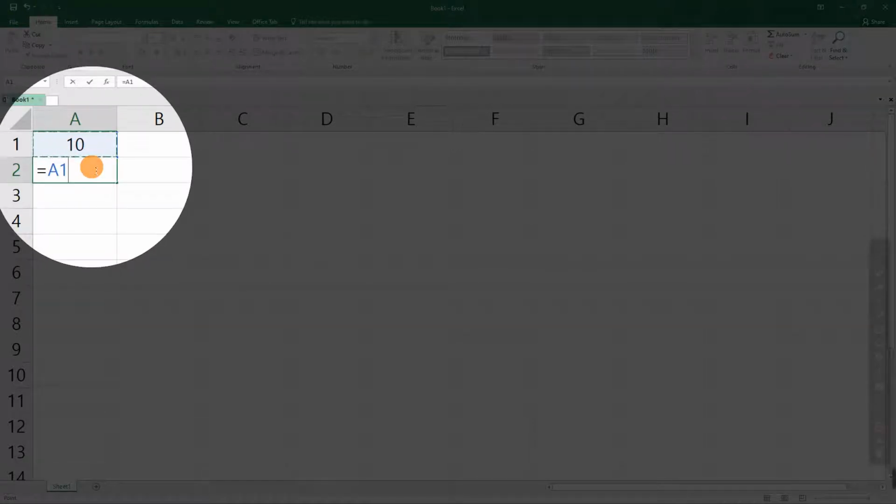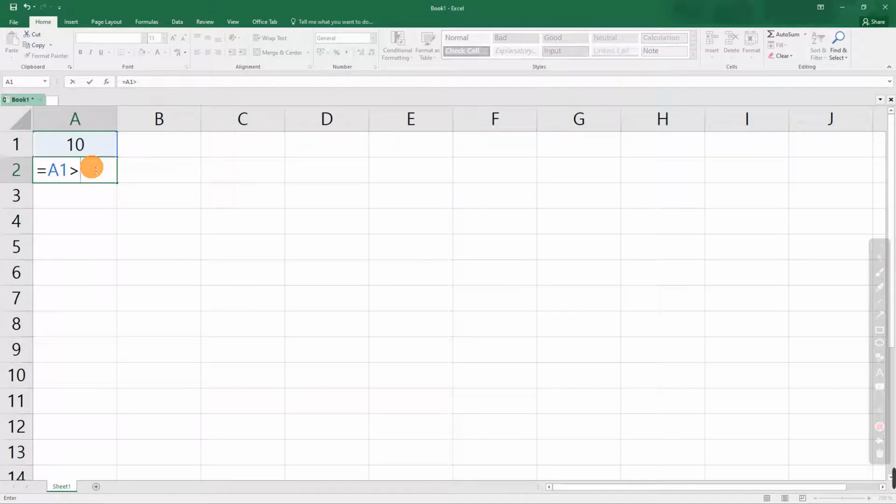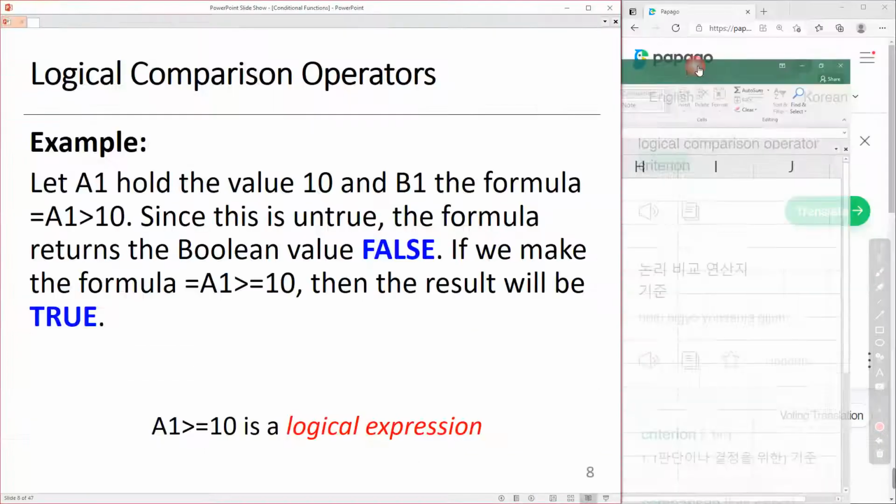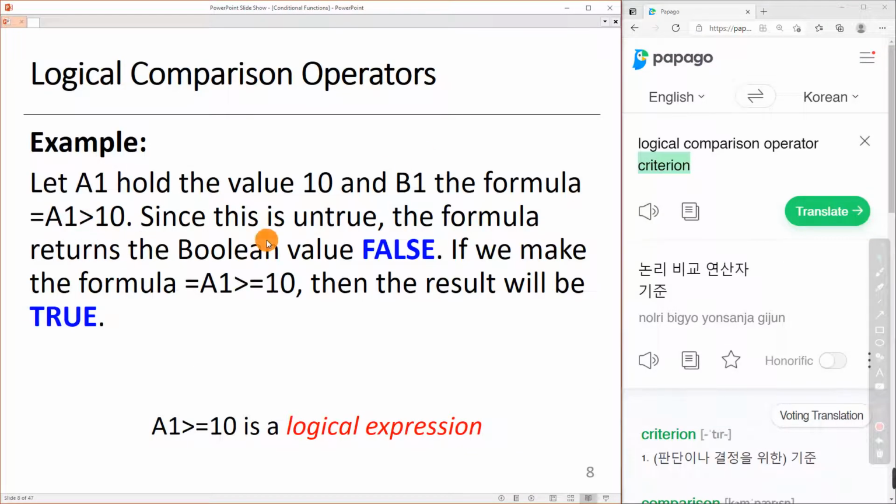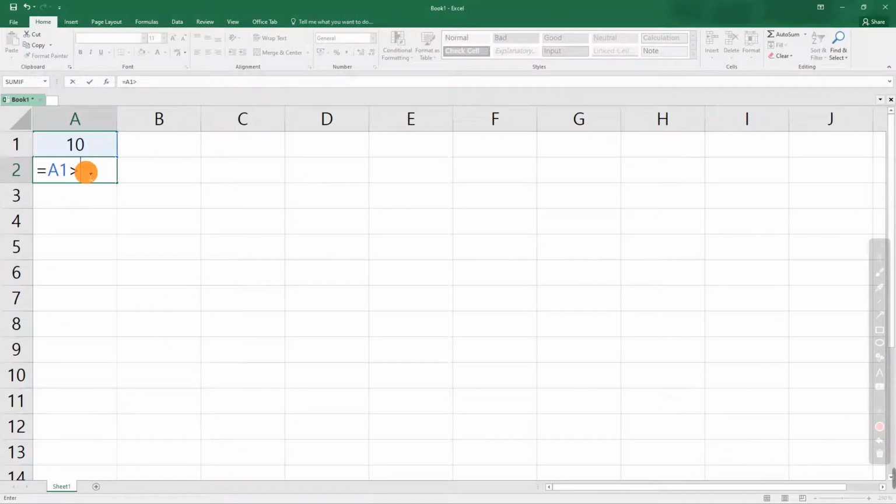A1. Then what? Greater than what? Greater than 10, right? Greater than 10. I will type 10 here. Enter. So what do we have now? We want to check if cell A1 is greater than 10. So basically, what do we have here? We have 10 in cell A1.